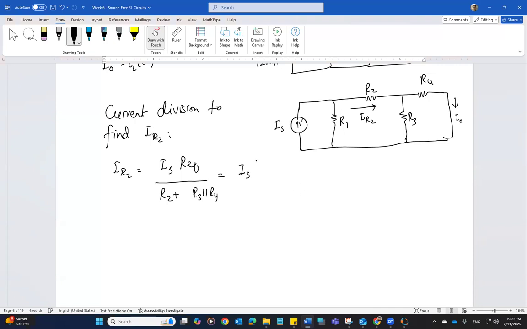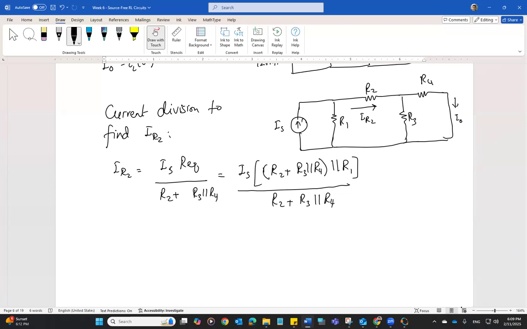So IS, let's write this down as R2 plus R3 parallel with R4, and this in parallel with R1. That is your equivalent resistance between R1 and R2 and the parallel combination of R4 and R3, which will be in series with R2. R2 plus R3 parallel with R4.